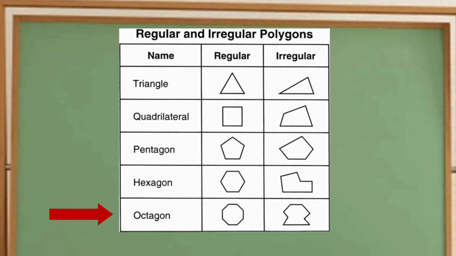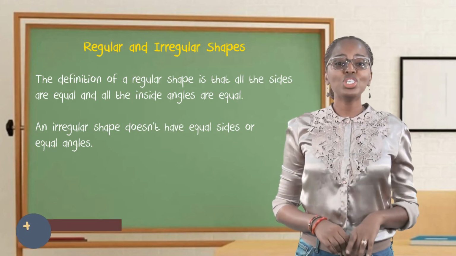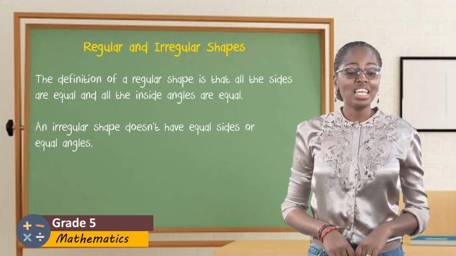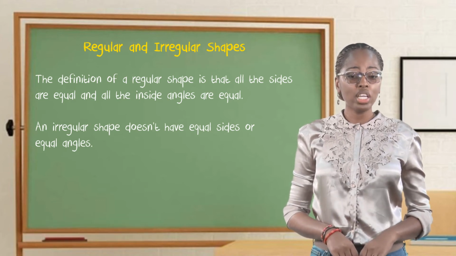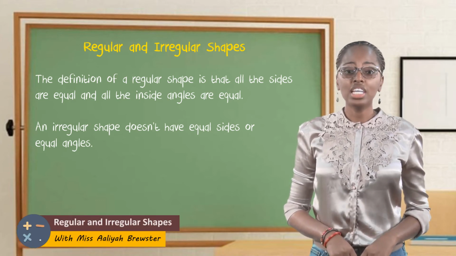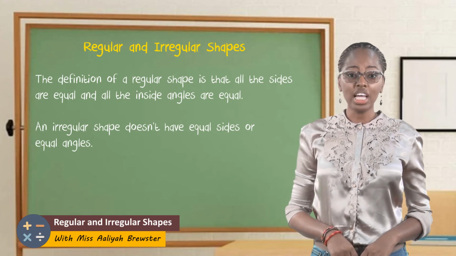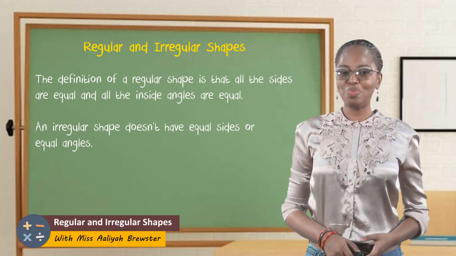An octagon has 8 equal sides. That is a regular octagon. However, an irregular octagon has 8 sides as well, but each side does not measure the same. What you should take away from this lesson is that regular shapes, each side is measured equally, while irregular shapes, the sides are not measured equally. That's why we call them irregular.